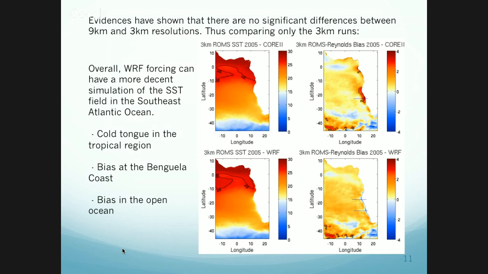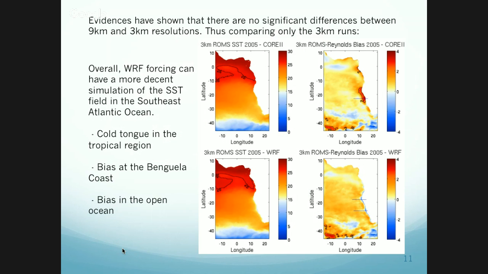From previous ones, although it's not very clear, I didn't show the difference maps, but the differences between different resolutions are not as large as changing the atmosphere forcing. So from now on, I just compare the 3 kilometer model results. This one is the CORE 2 forcing SST field, and this one is the bias between the model results and the Reynolds SST.